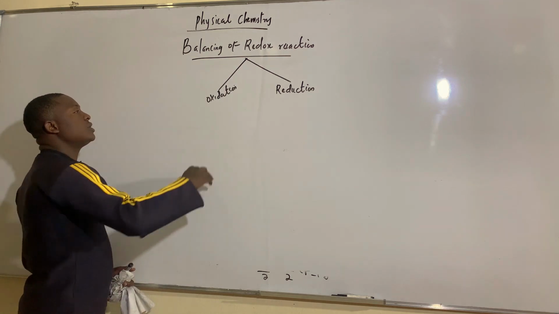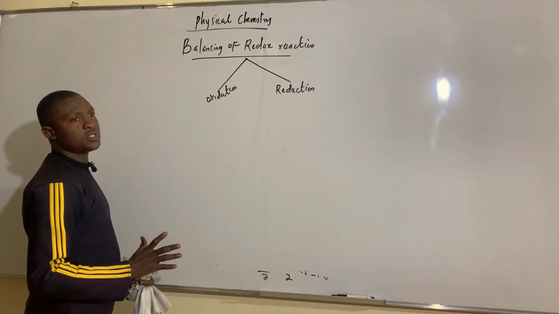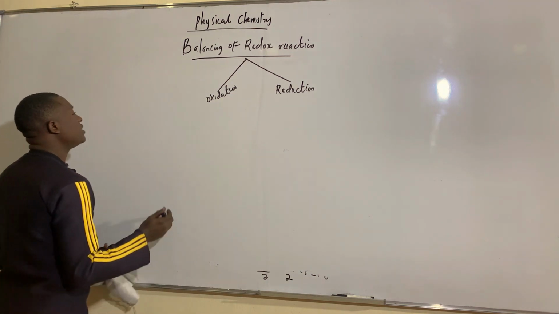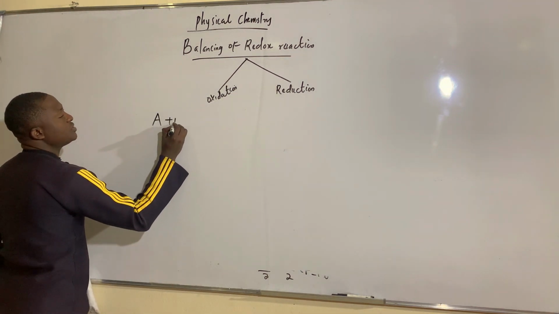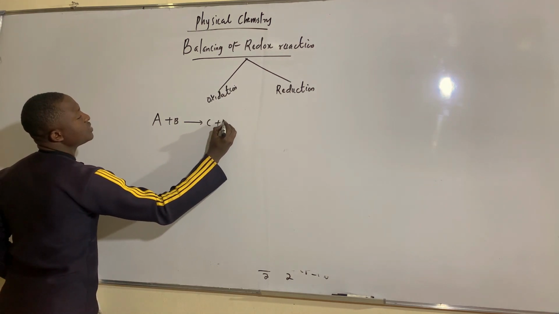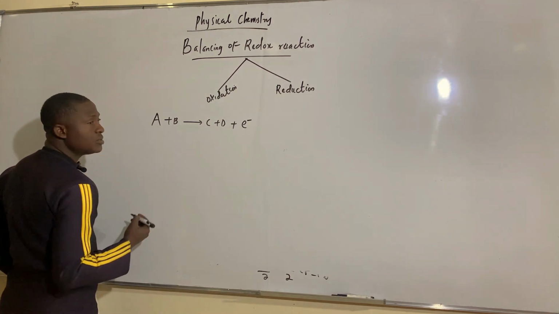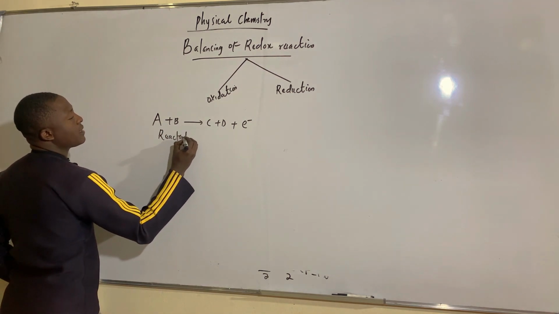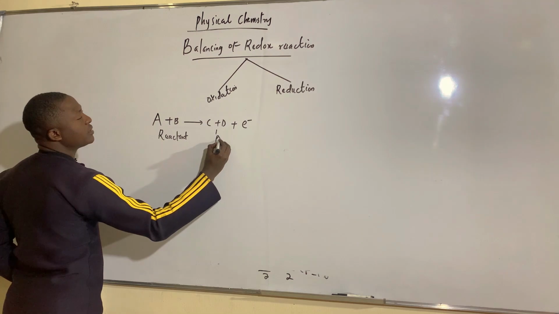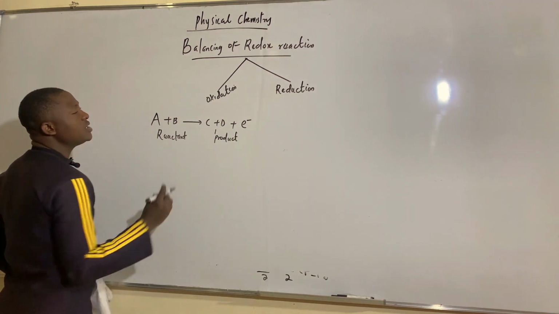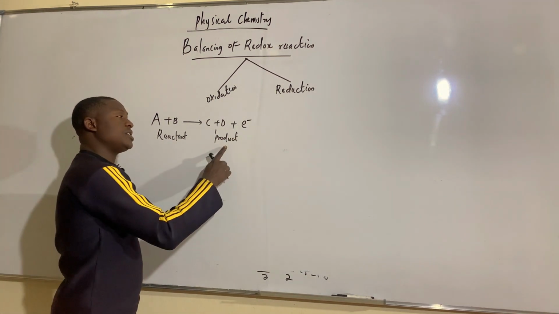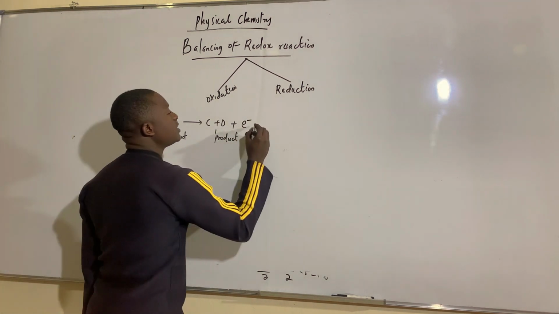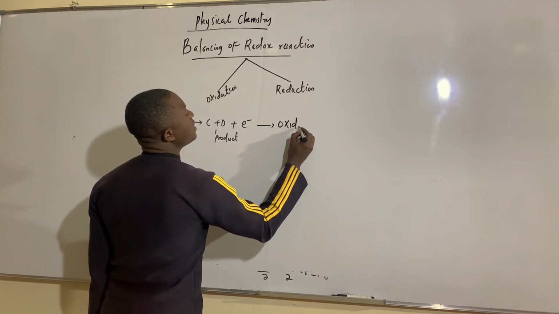But how are we going to distinguish between the two equations? Which one is going to be for oxidation and which one is going to be for reduction? This is the logic. Let's say I have A plus B to give C plus D. Normally we know this side is called reactant, while this one is called product. In any situation, if we add electrons to the product side, such an equation is called oxidation.